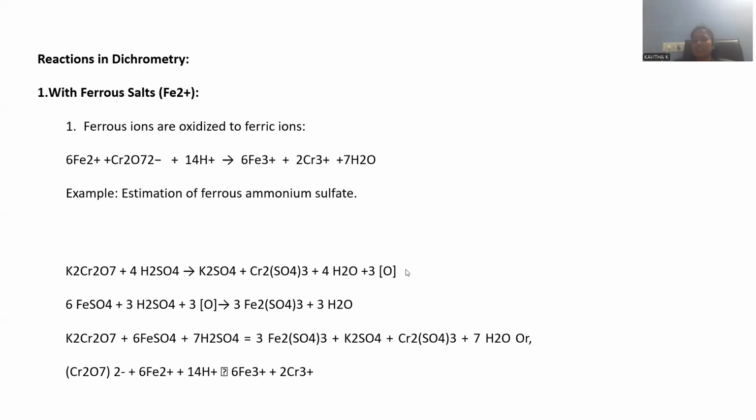Nascent oxygen cannot be traced. We can't isolate that one. Rather, it is generated in situ and consumed within the reaction, right?